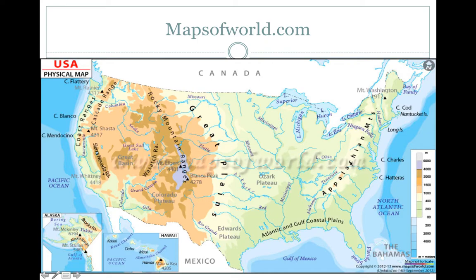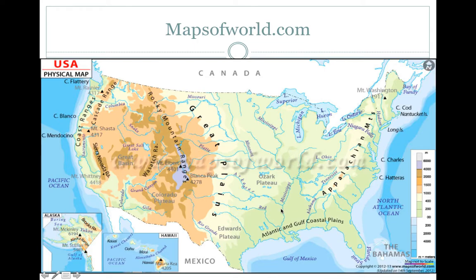Once we fought the British and defeated the British, we then moved and took over the Ohio Valley area, and our next western boundary would become the Mississippi River. The Mississippi River. So now we had expanded to this area right here.